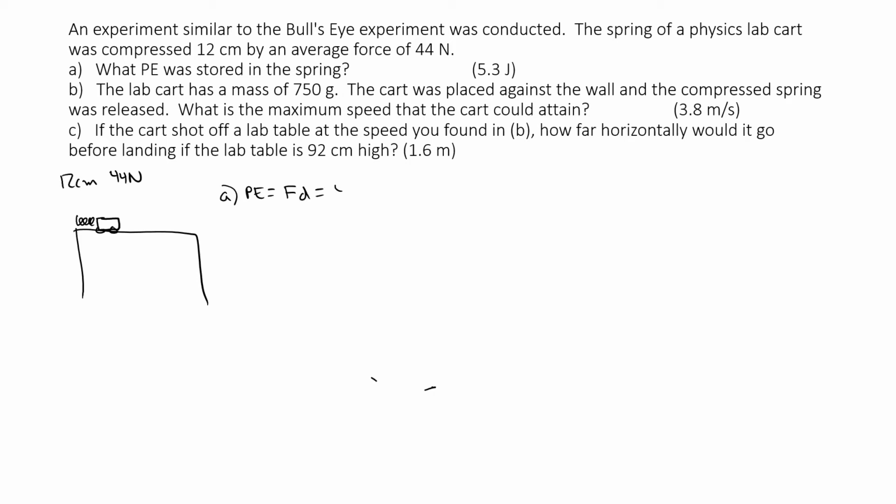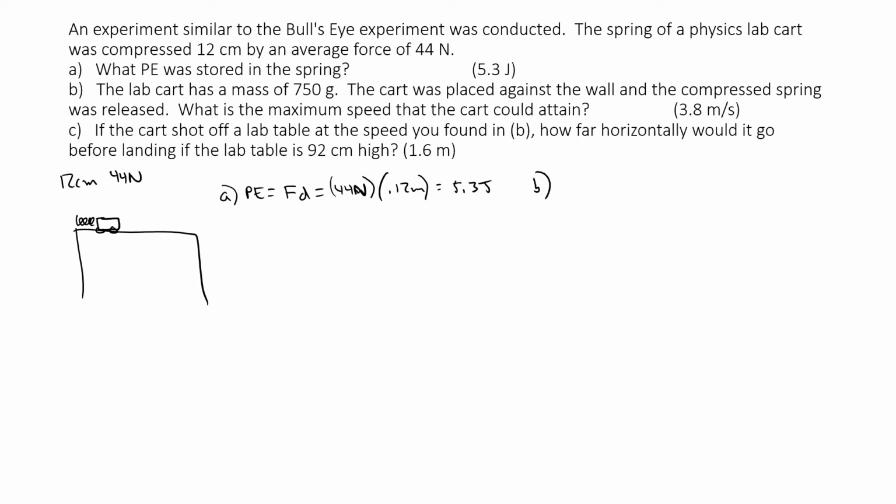We have 44 newtons, capital N for newtons. We have a distance of 12 centimeters, but again, that needs to be in meters for the units to work out correctly. So 44 newtons times 0.12 meters means we put 5.3 joules worth of energy into our system by loading up that spring. Now it turns out the lab cart has a mass of 750 grams.